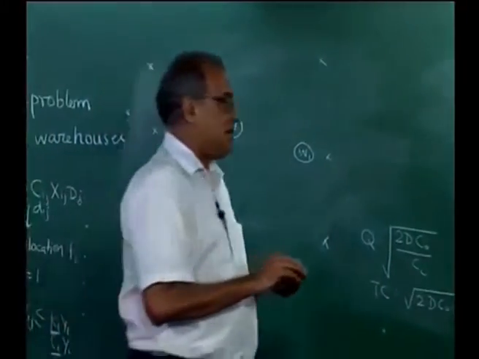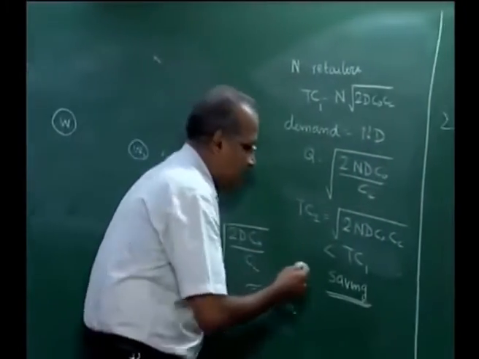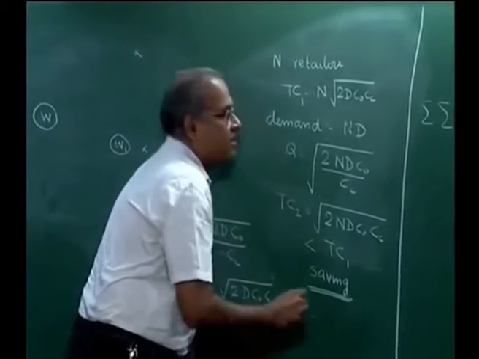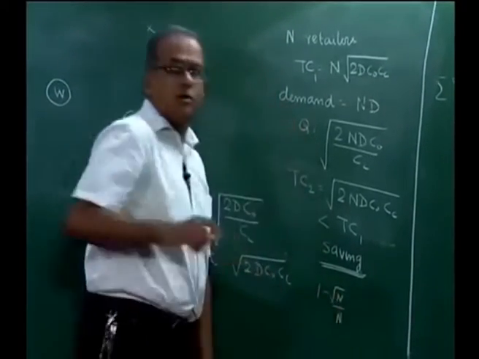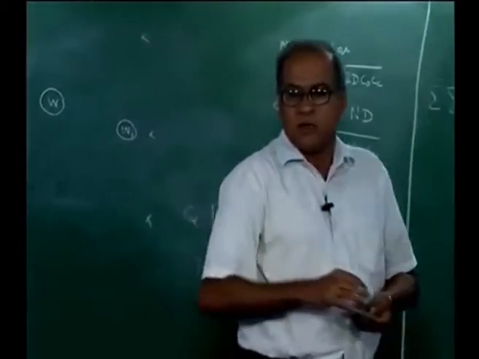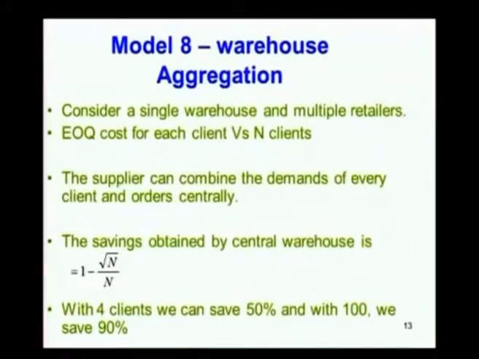So, the saving will come down, and this saving can easily be shown as 1 over root n by n, or 1 by root n, will now be the saving when we try and bring the warehouses together.